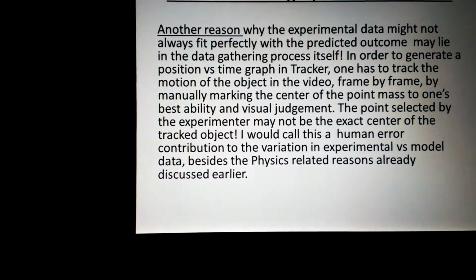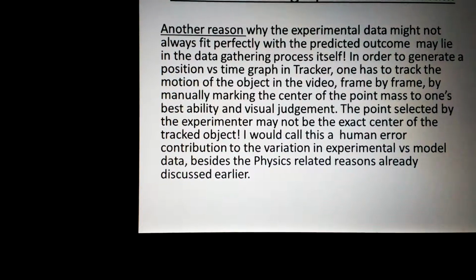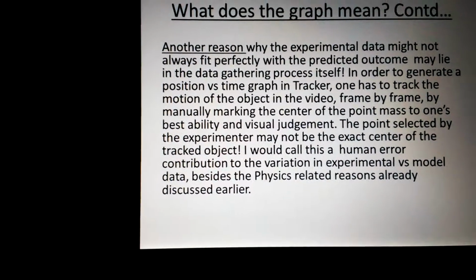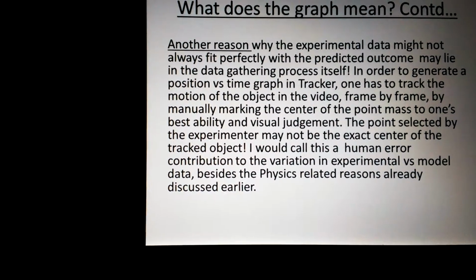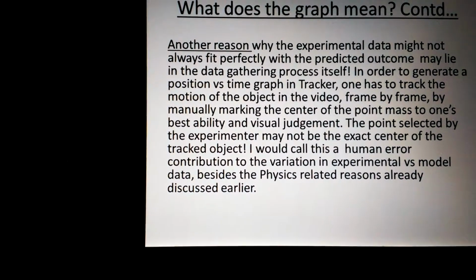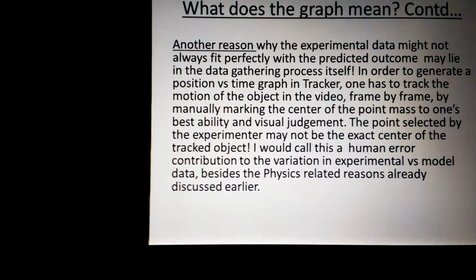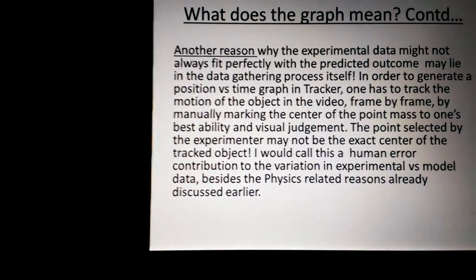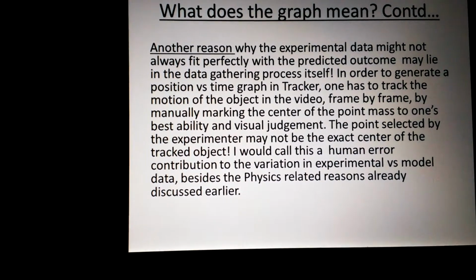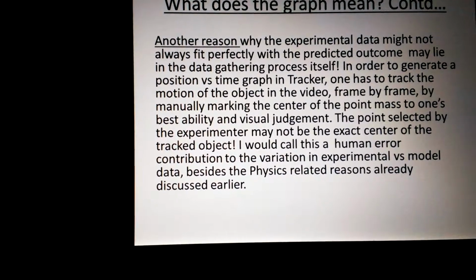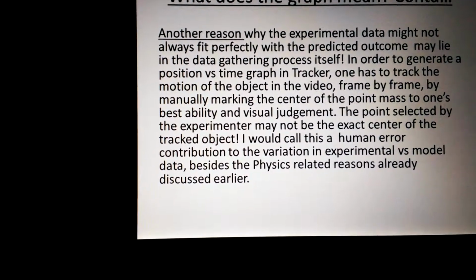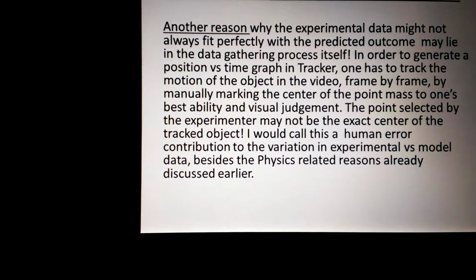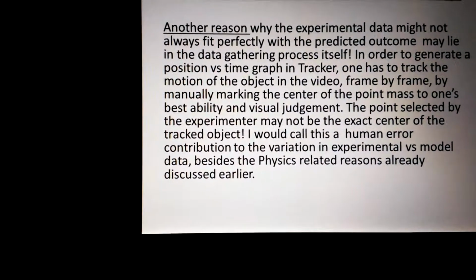Another reason why the experimental data might not always perfectly fit with the predicted outcome may lie in the data gathering process itself. In order to generate a position versus time graph in Tracker, one has to track the motion frame by frame, manually marking the center of the point of mass to one's best ability and visual judgment. The point selected by the experimenter may not be the exact center of the tracked object. So I would call this a human error contribution to the variation in experimental versus model data, besides the physics-related reasons that I already talked about.